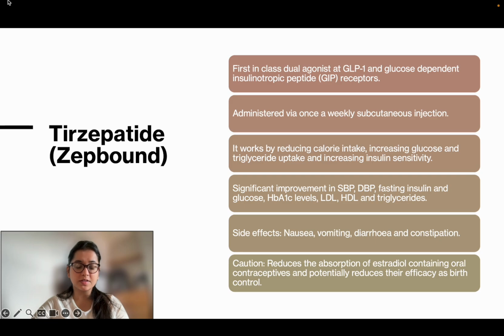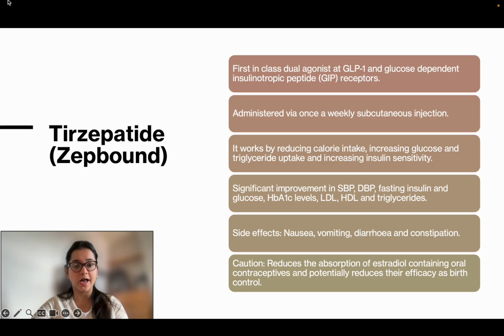The second drug is tirzepatide, which is sold under the name Zepbound. This medication is a first-in-class dual agonist. That is, it works on two different receptors, the GLP-1 receptor and the glucose-dependent insulinotropic peptide receptor, that is the GIP receptor. So it works on both receptors. It is administered as a once-weekly subcutaneous injection.